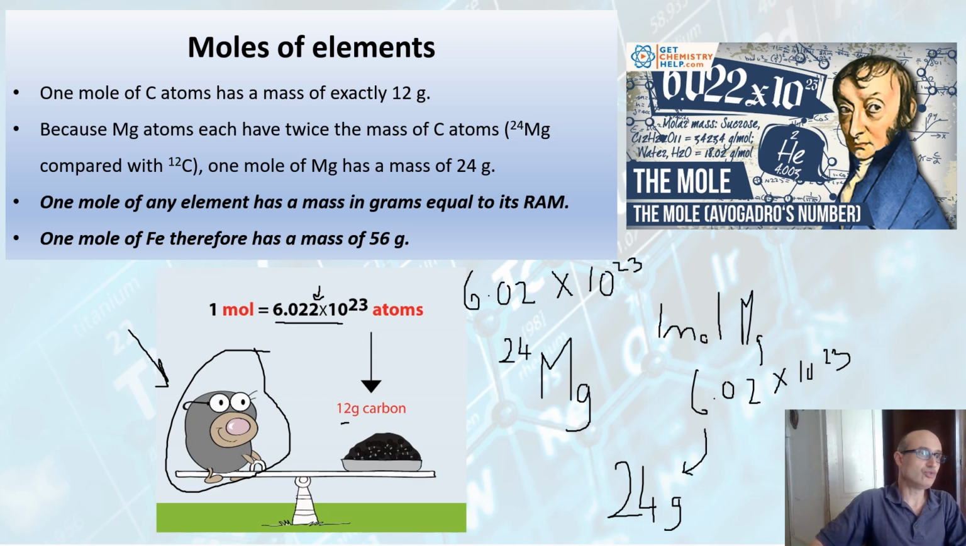Likewise, 1 mole of iron is 6.02 times 10 to the 23 atoms of iron, and since the RAM is 56, the mass of 1 mole of iron atoms is 56 grams. Vice versa, if I asked you, listen, how many moles of iron do I have in 56 grams? You would say 1 mole of iron. If on the other hand I told you I have 112 grams, you would say 112 grams of iron equals 2 moles of iron, and vice versa.